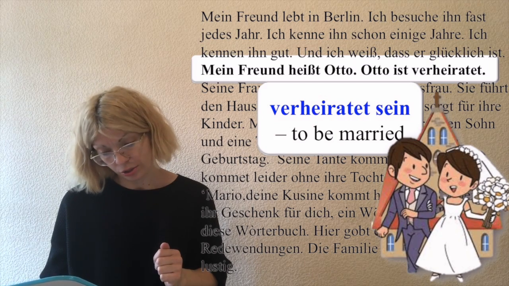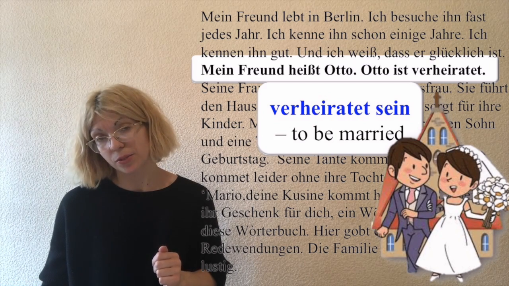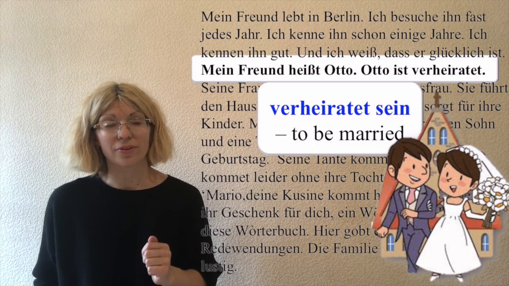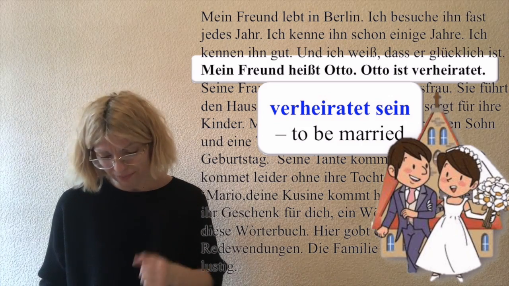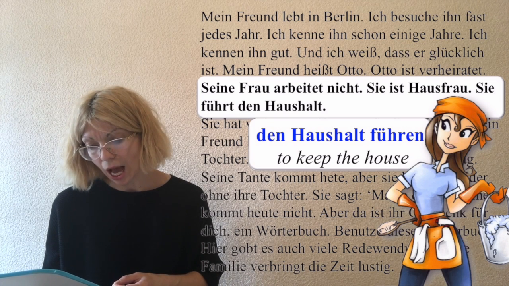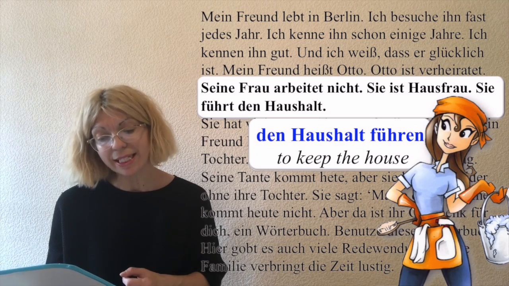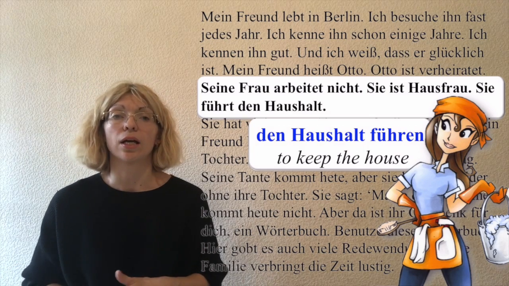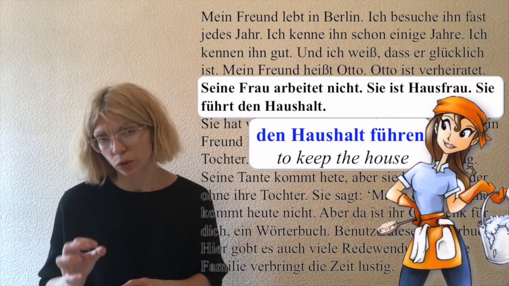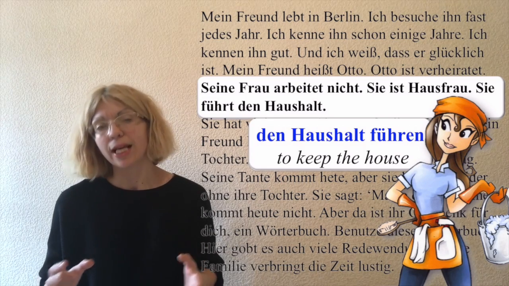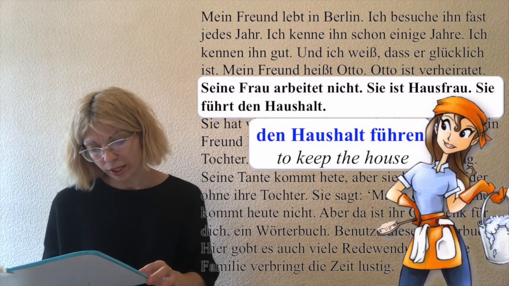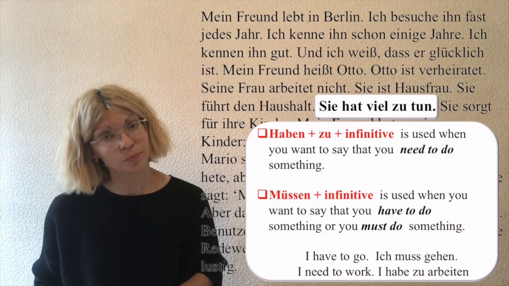Mein Freund heißt Otto. Und Otto ist verheiratet. Okay, verheiratet sein is translated very easily as to be married. Ich bin verheiratet. Okay, the next. Seine Frau arbeitet nicht. Sie ist Hausfrau. Sie führt den Haushalt. Okay, here we come across a new expression, den Haushalt führen. It means to keep the house. Den Haushalt führen, to keep the house. Okay?